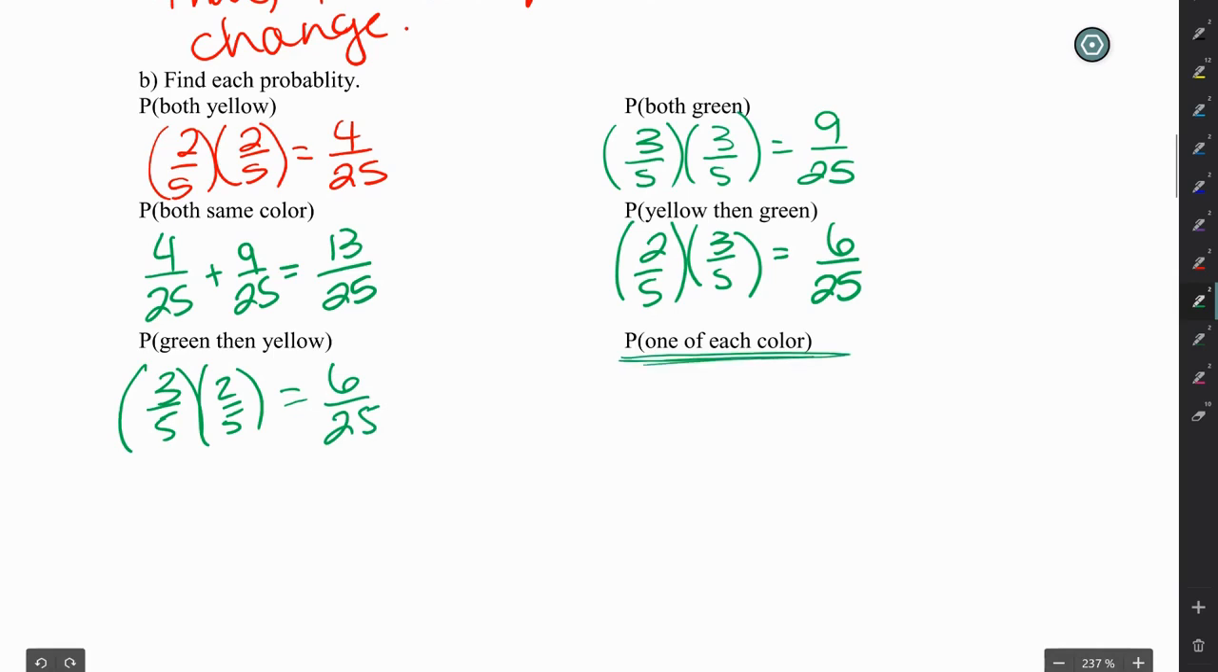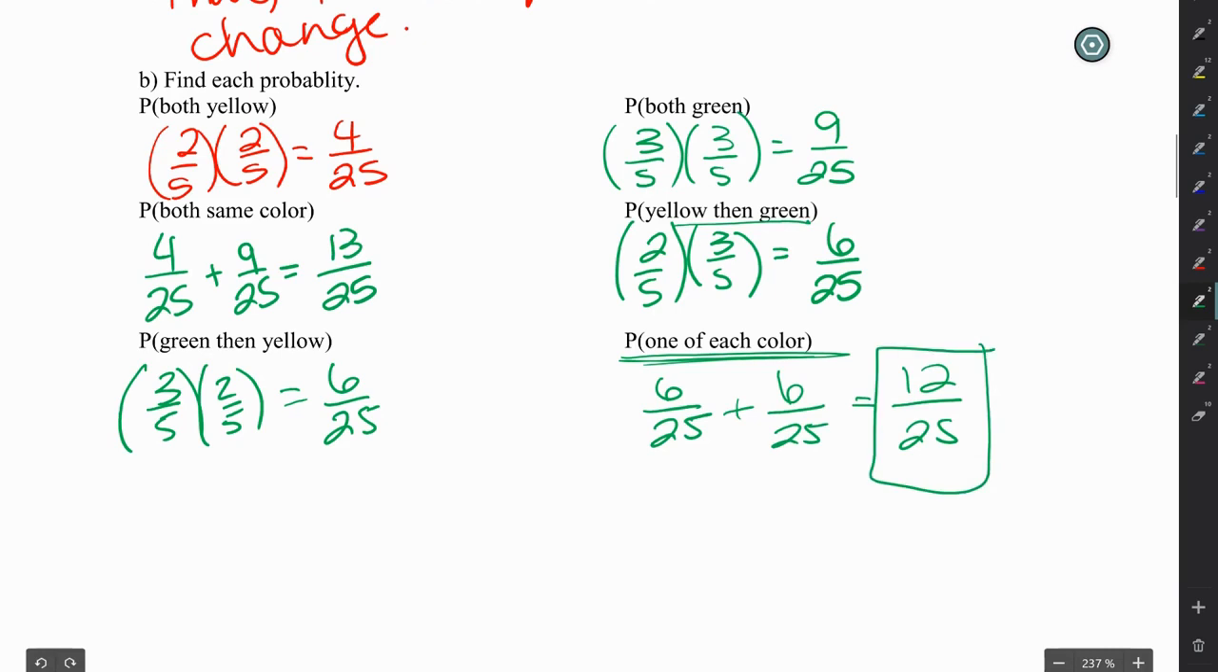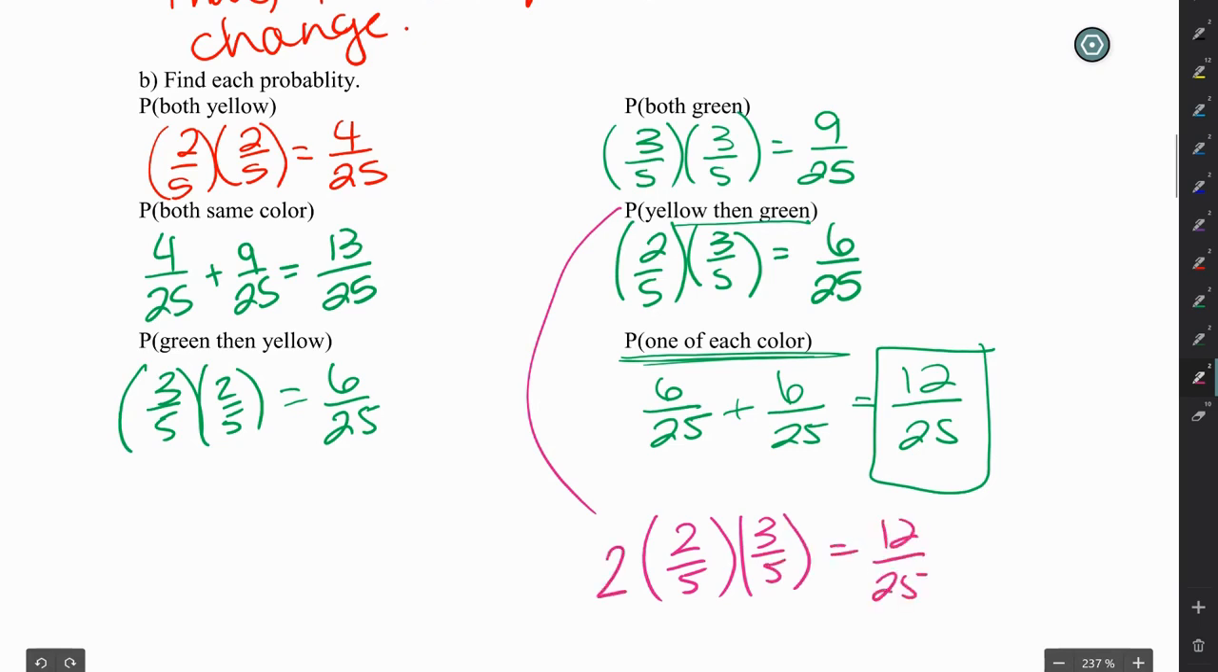This is a tricky one. The probability of each color, it doesn't specifically say which order it can be done in. So we're going to take the 6/25 from yellow first, add it to the 6/25 from green first, and get 12/25. The other way to do this is to take one of these. So let's say the probability of yellow then green would be 2/5 times 3/5. And then we multiply that by 2 to get the 12/25 that way. So there's more than one way to get these answers correctly.